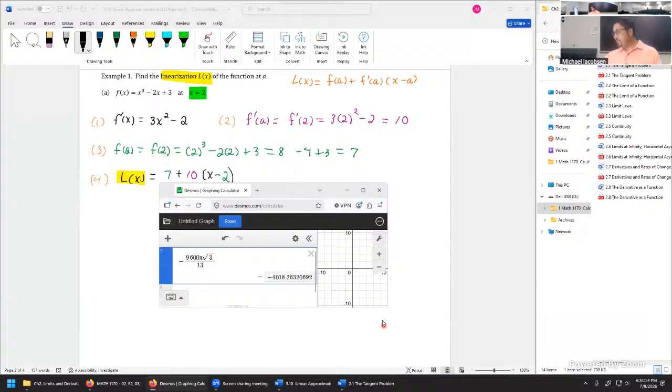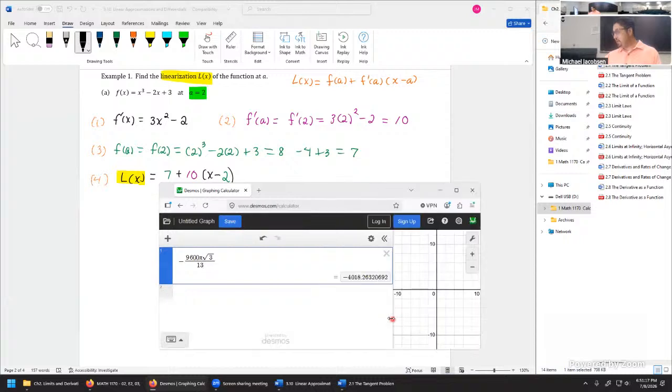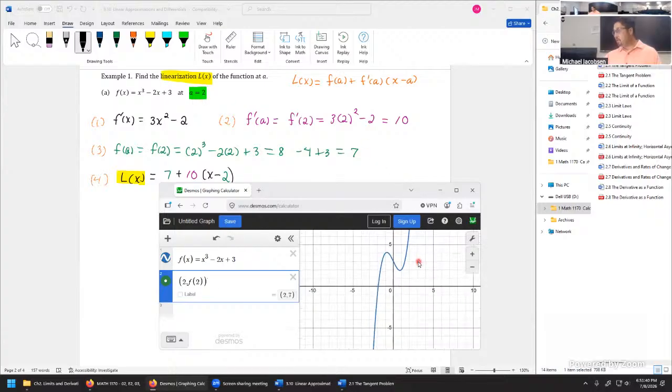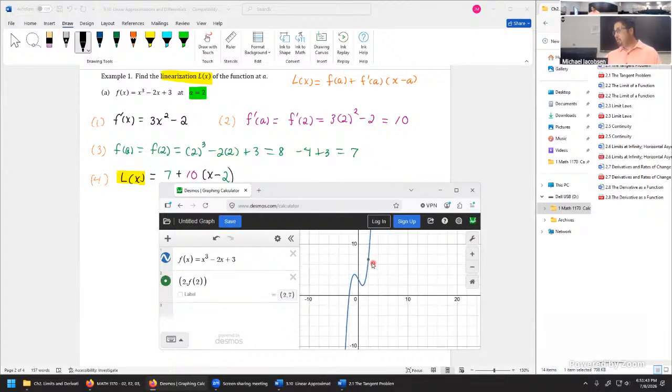And now for the visualization of it, let's take a look at how this compares. There's really 3 parts to the visualization. There's the function f of x, up here, x cubed minus 2x plus 3. We want to find the best local linear approximation to this function f at the point 2, f at 2, which is up here, the point 2, 7. So we need a linearization right at that point.